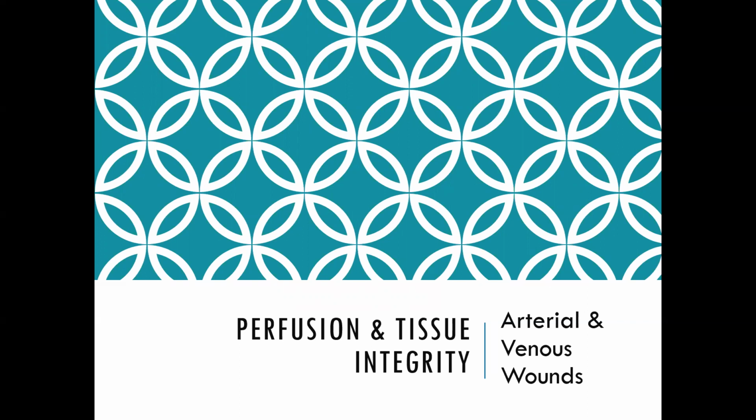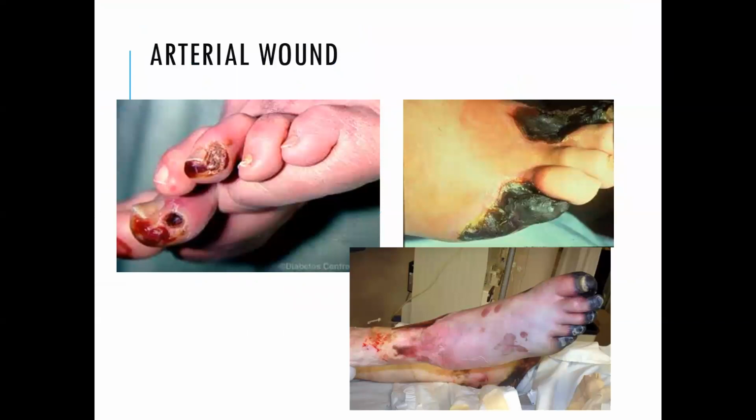Nutrition is important. High protein, vitamin A, vitamin C, iron, and zinc are used for healing. We're going to monitor labs associated with nutrition: albumin, total protein, prealbumin. So let's start with arterial wounds.